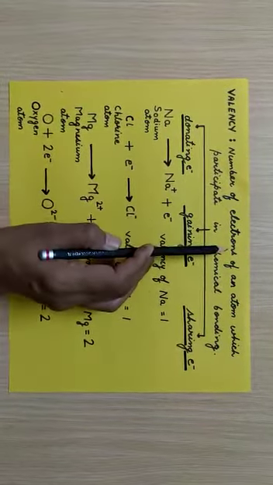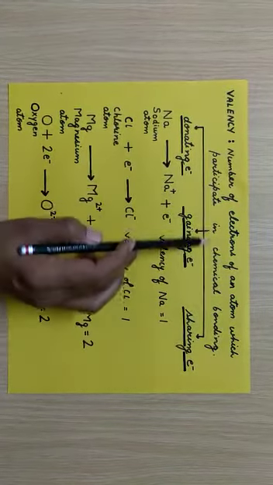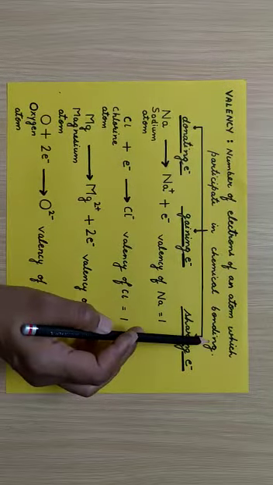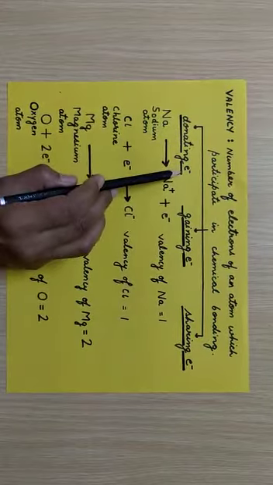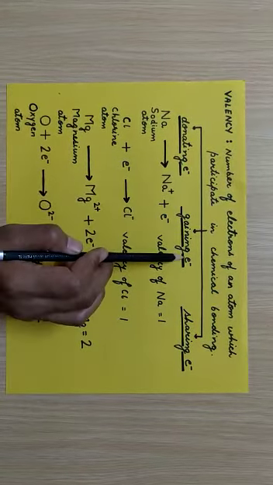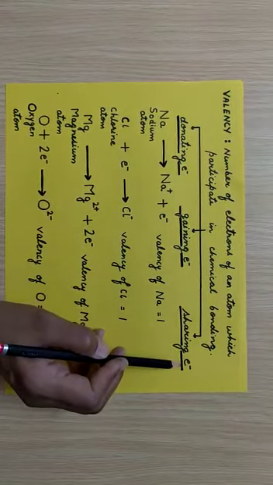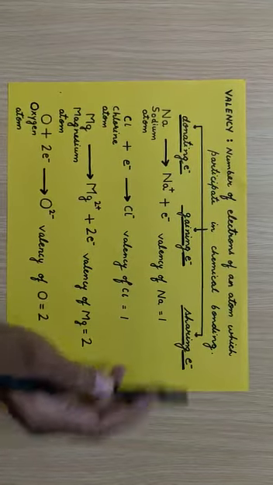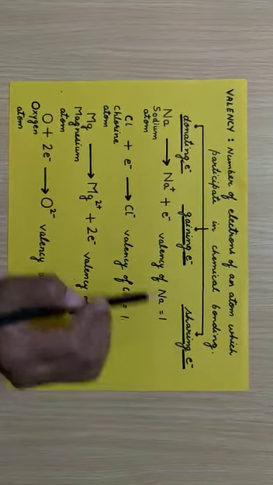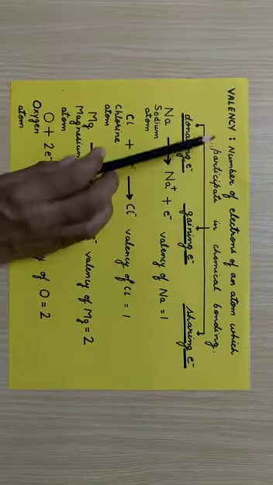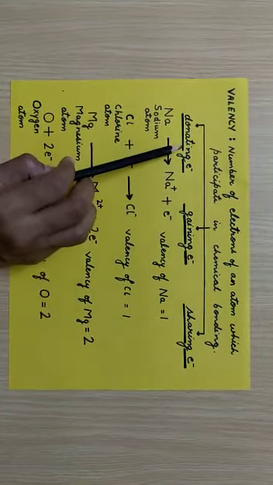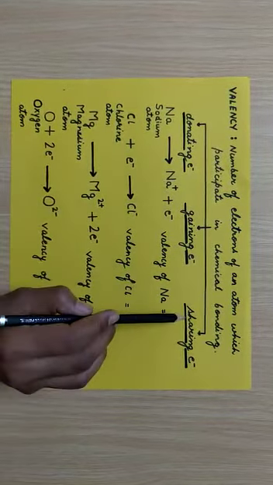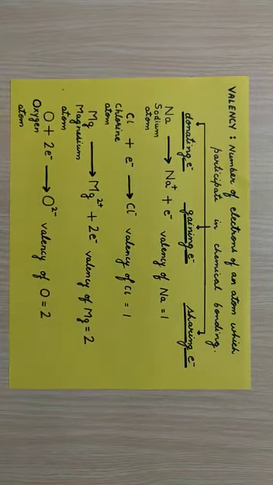The number of electrons of an atom which participate in chemical bonding. Now, chemical bonding takes place in three ways. First is by donating electrons, next by gaining electrons, and third by sharing of electrons. Sharing of electrons we will not discuss now, because you will study about it later when you study the types of bonds. So the number of electrons lost or donated by an atom, the number of electrons gained by an atom, or the number of electrons shared by an atom is the valency of that element.